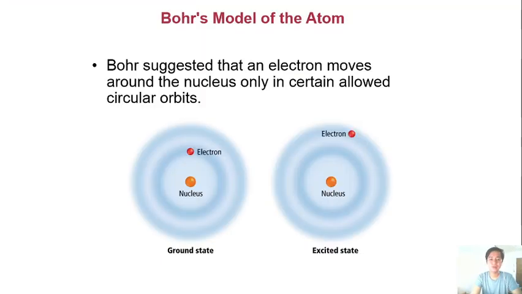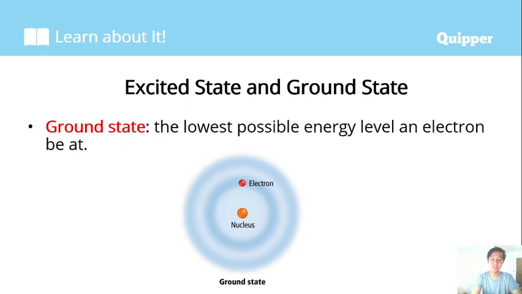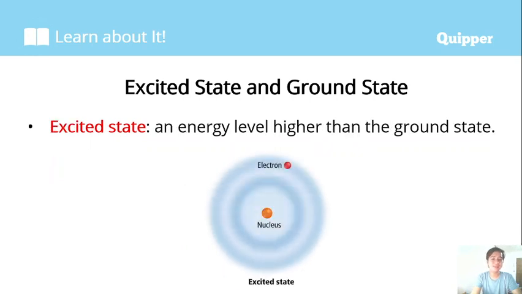So, now we have the so-called ground state and excited state. What do you mean by this? Ground state is the lowest possible energy level an electron can be located at. And when you say excited state, it is an energy level higher than the ground state. It is where the electrons move from a lower energy level to a higher energy level, and then very quickly go back to the ground state.